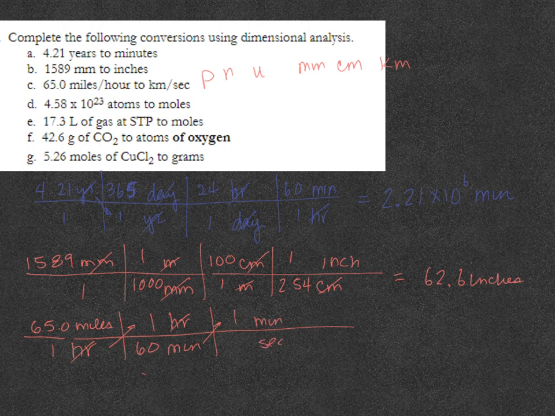Seconds can go to the bottom. 1 minute has 60 seconds. Minutes can cancel. Now if I stop here, my unit is miles per second. I want kilometers per second. So now I can take miles and bring miles down here and go to kilometer. And the relationship there is 1 mile is 1.609 kilometers. And then my miles cancel, and I am left with kilometers per second.